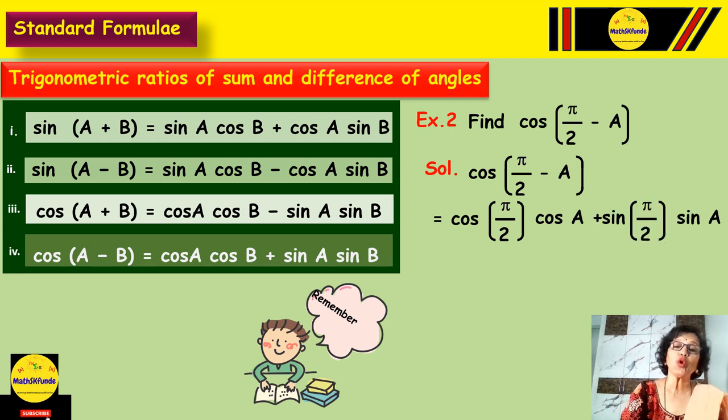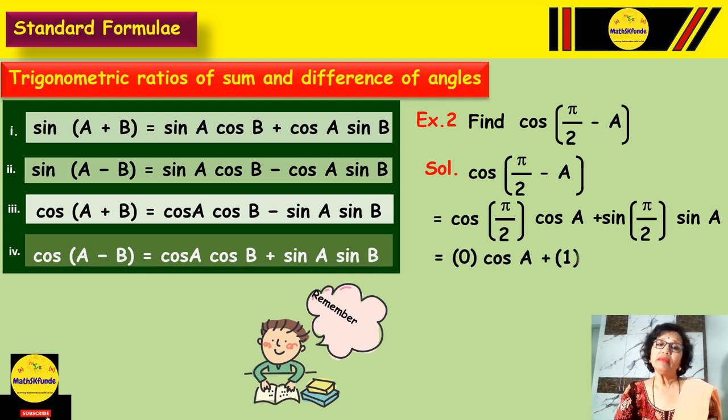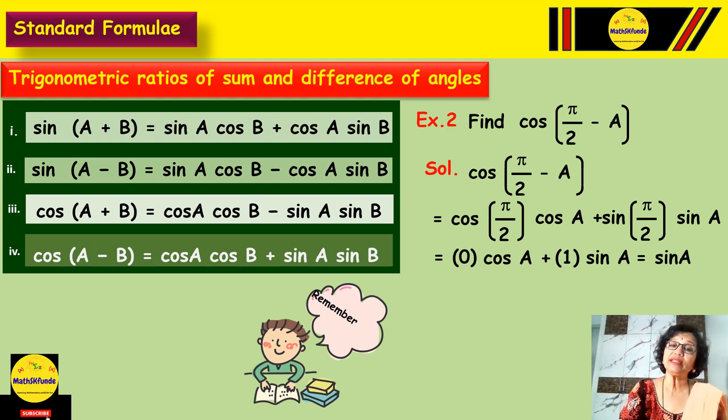I will write cos pi by 2 cos a plus sin pi by 2 sin a. Again replace cos pi by 2 by 0 and sin pi by 2 by 1 and simplify it further. That leads to the answer as sin a. So cos pi by 2 minus a is sin a.